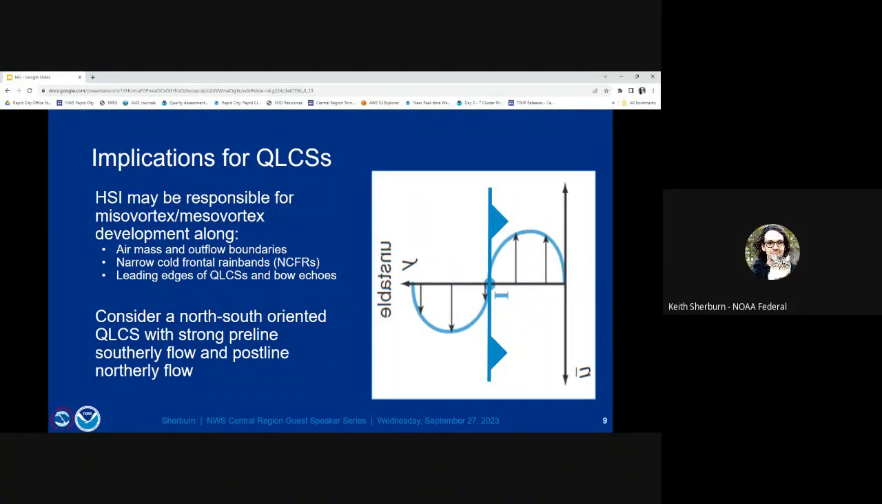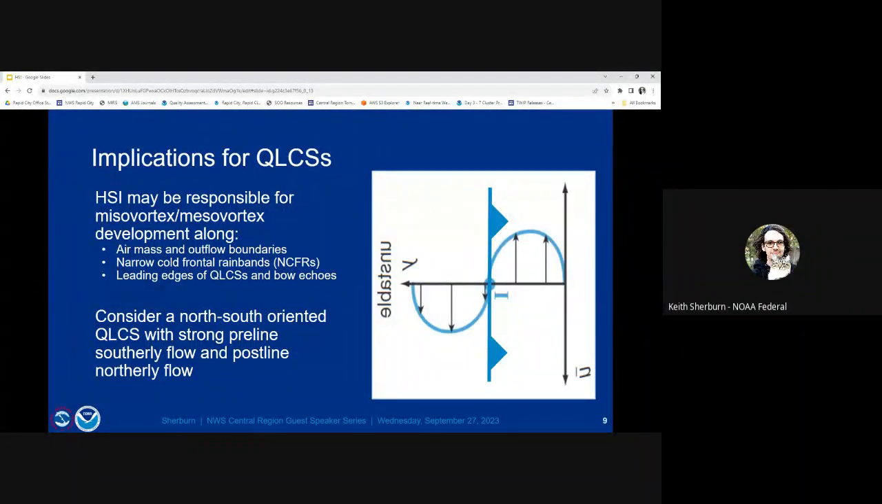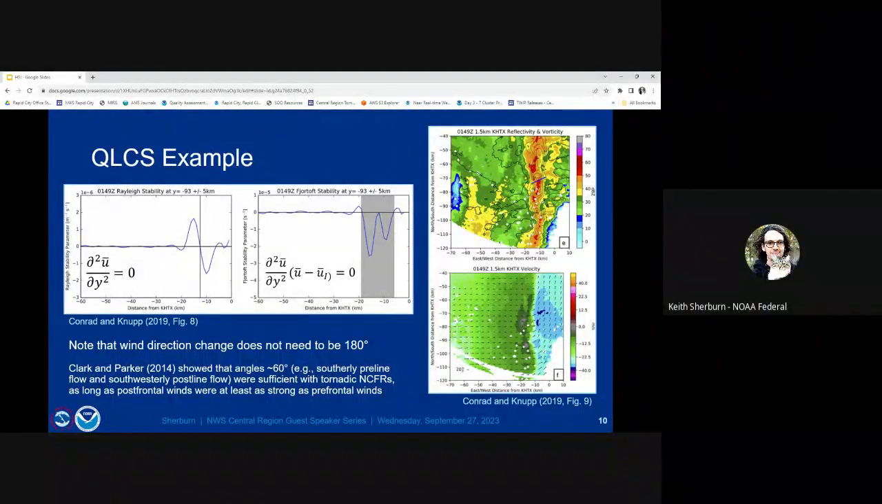And it's worth noting here that this appears to be true regardless of the vertical wind shear magnitude in low levels. And this factor, or this mechanism, may actually be more closely tied to line-parallel shear versus line-normal shear, the latter of which is emphasized in the 3 ingredients method. So let's dive more into HSI associated with QLCSs specifically.